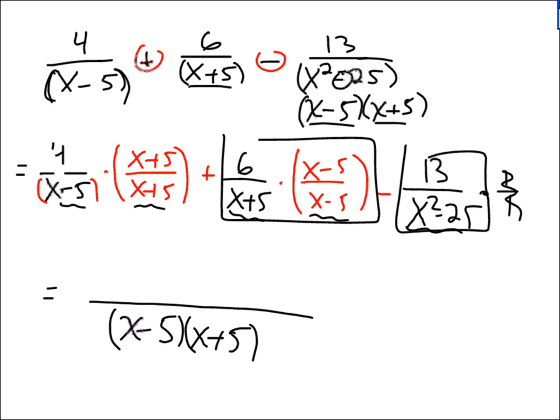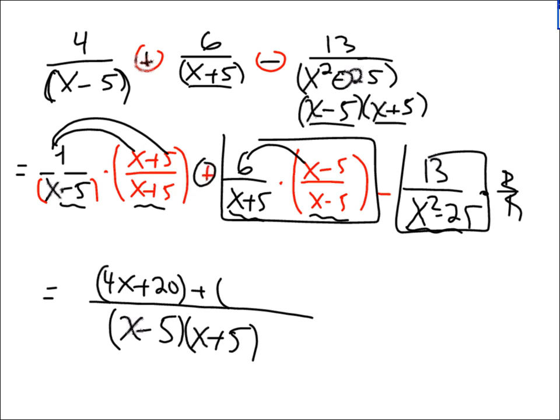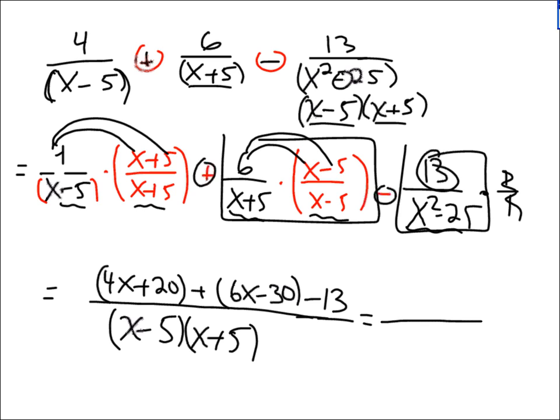Okay, what are the numerators? You have 4x plus 20, plus 6x minus 30, minus just 13. Okay, so we have numbers and we have x's.